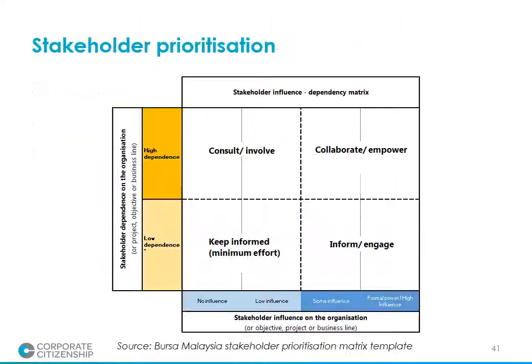All right. And here is an example of a really interesting matrix that we extracted from Bursa Malaysia's guidance. In fact, this categorizes stakeholders based on their influence and dependence. So when you do your mapping, you could use this tool and concentrate on the ones in the top right-hand quadrant, those who are collaborative, who would have a greater dependency on the business, but also have a strong influence on your organization.